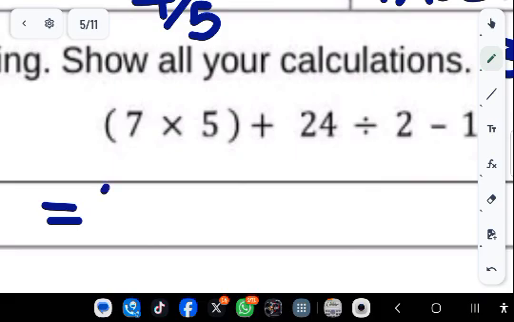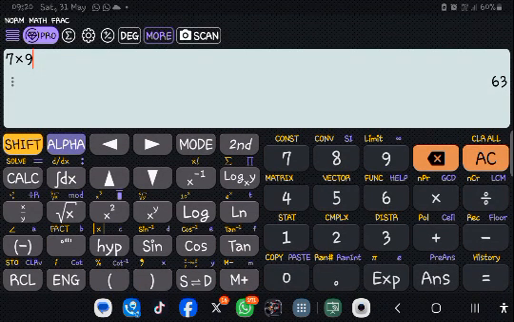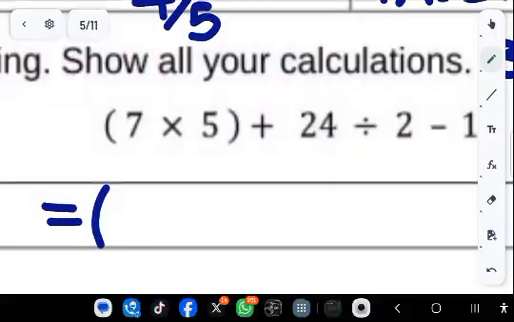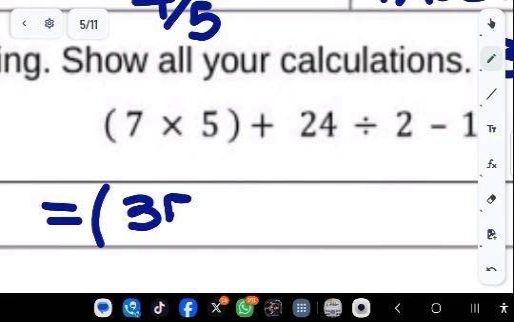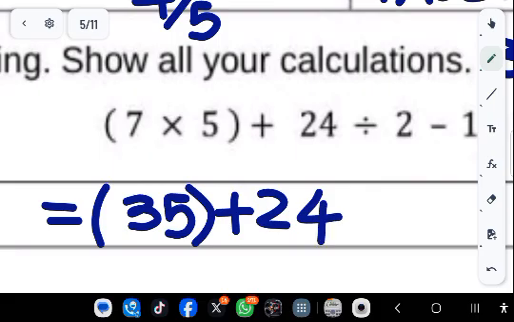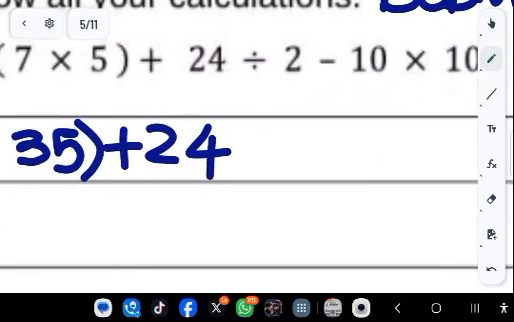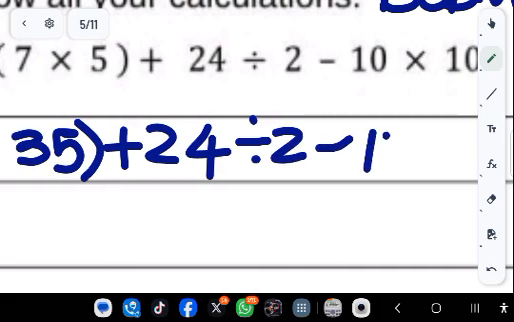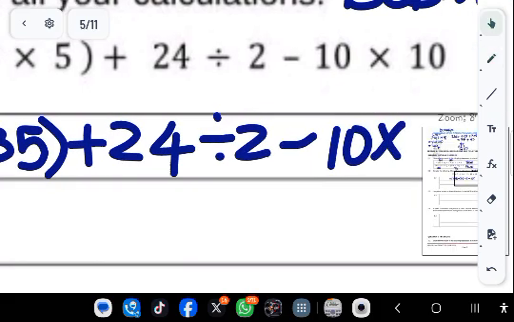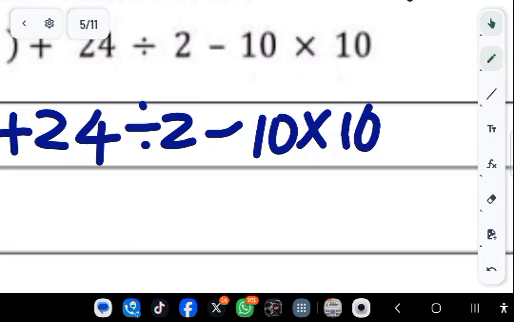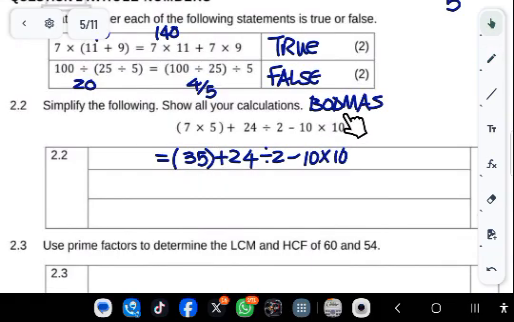7 times 5 is, not sure, use a calculator if you're not sure. 7 times 5, that gives us 35. So that will be 35 inside the bracket plus 24 divided by 2 minus 10 times 10. So we dealt with what's inside the brackets.